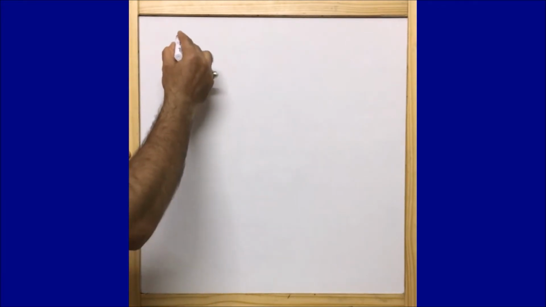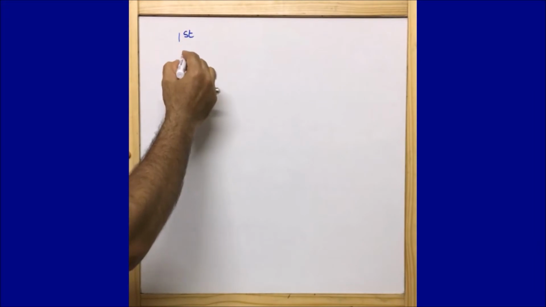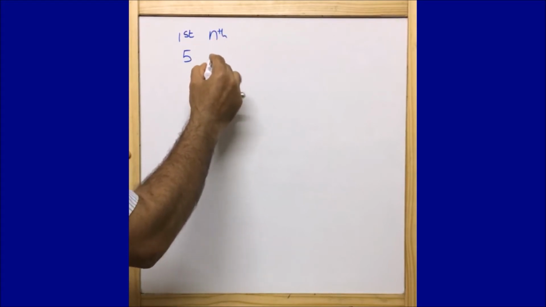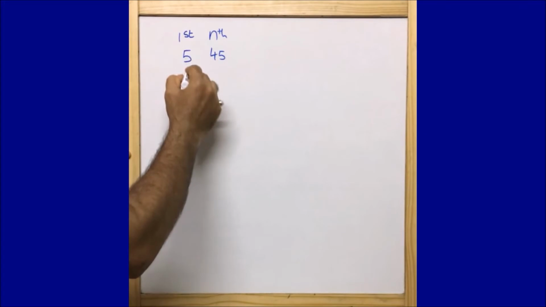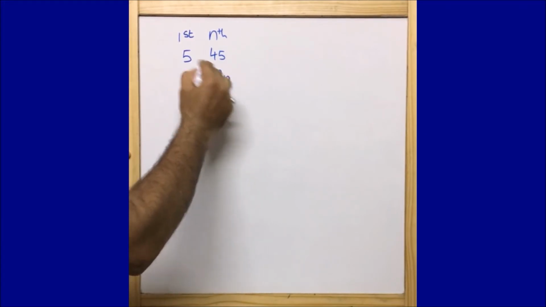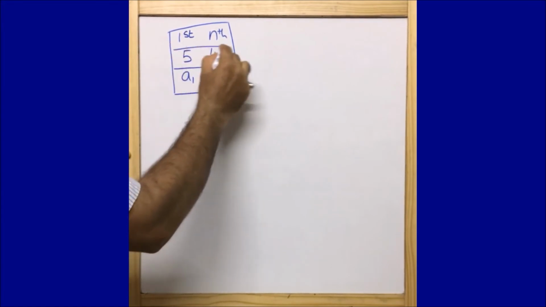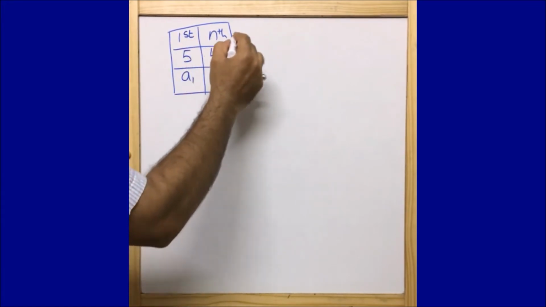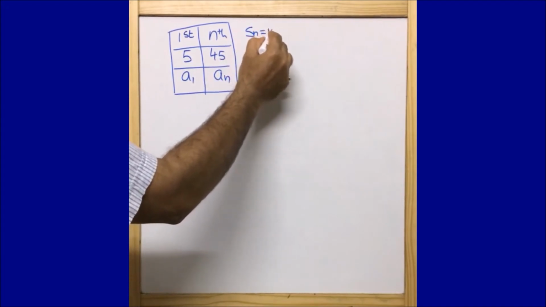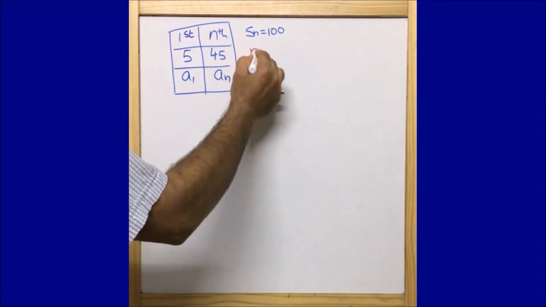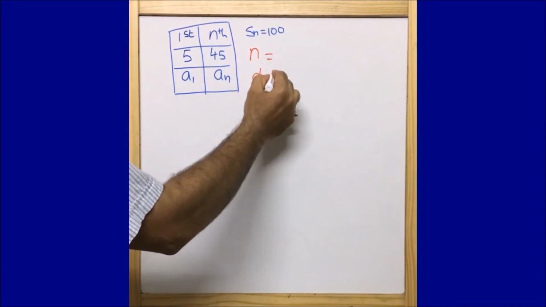They have given the first term of this AP as 5 and the last term. Because we don't know the position of the last term, I am putting it as the nth term. The nth term is 45. Now I will call this one A1 and this one An. So this is the data they have given to us. With the help of this data and one more piece of data they have given, Sn is equal to 100, with these three data in hand, we are going to find out n and the common difference d.